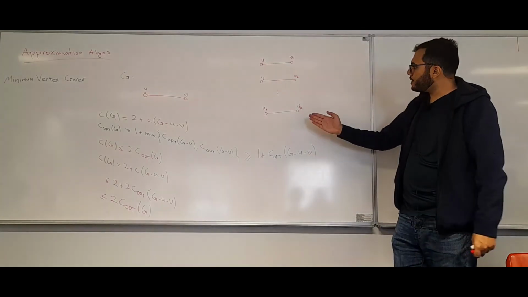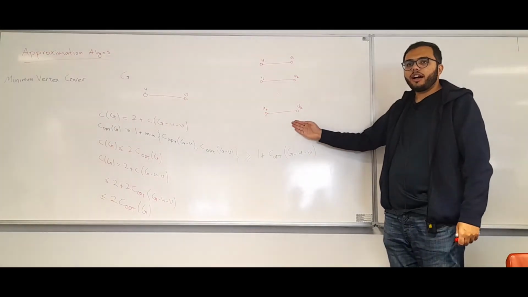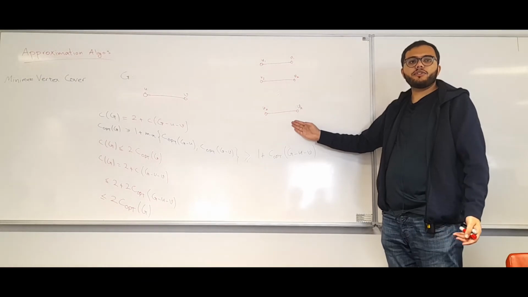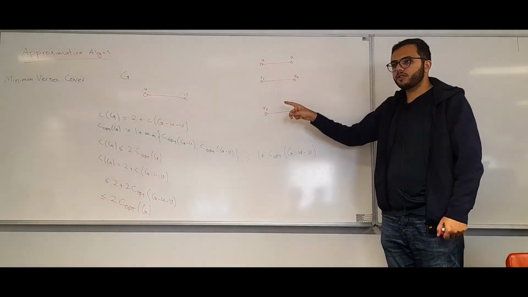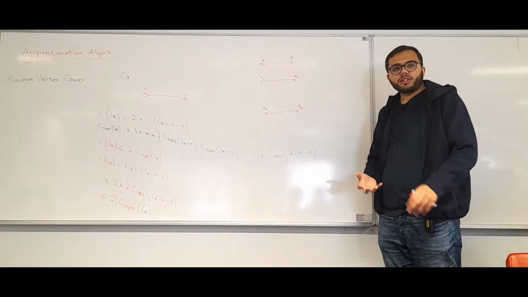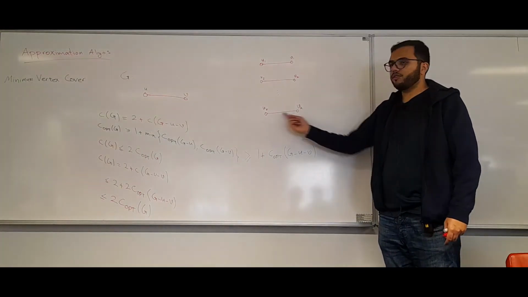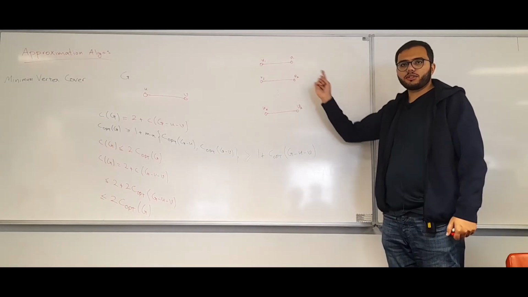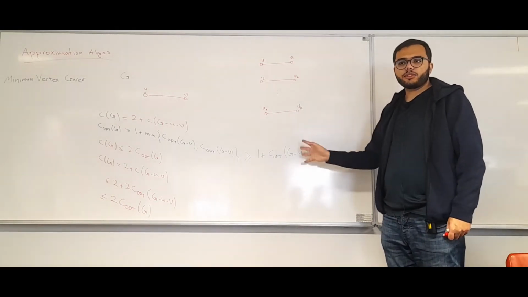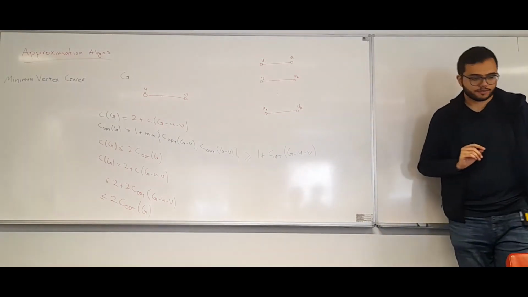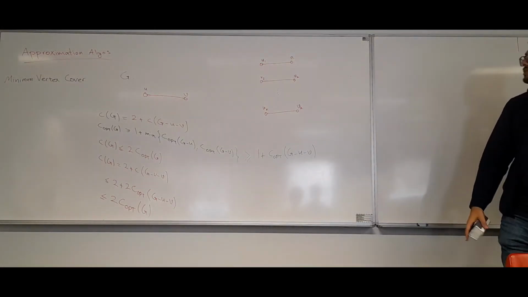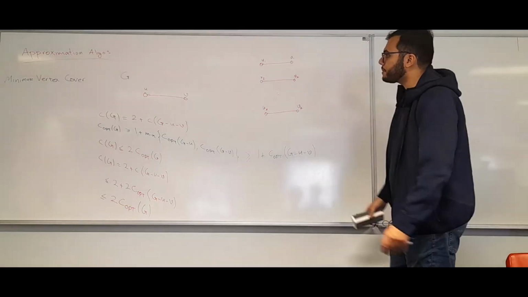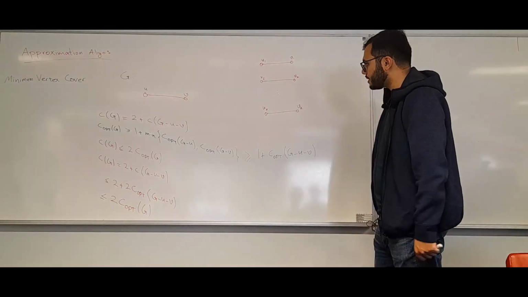So just to cover these K edges, I have to choose at least K vertices, right? For each one of these edges, I have to choose one of their endpoints. But what is my algorithm doing? It's just taking 2K vertices. It's taking both endpoints. So my algorithm is a 2 approximation. Okay. So this is the basic approximation for vertex cover.